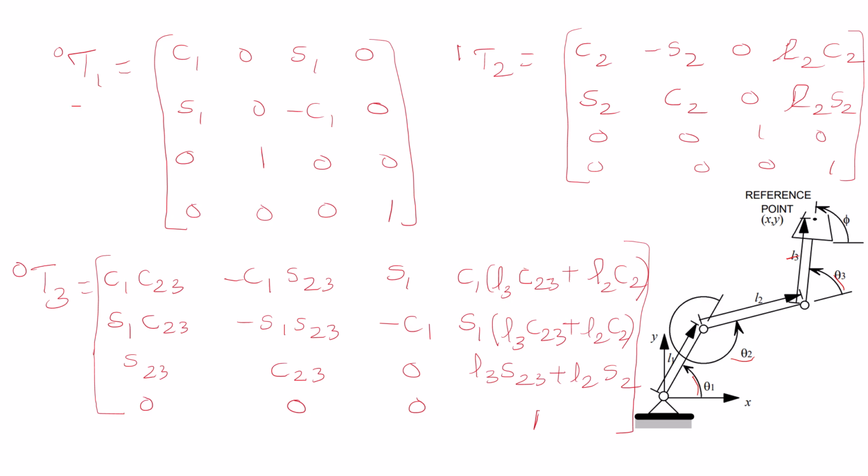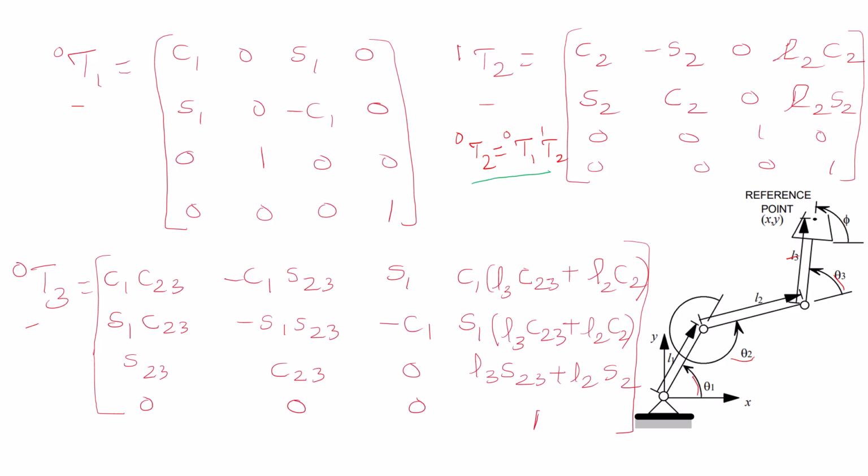So we have T1 to 0, T2 to 1 and T3 to 0. But for deriving the Jacobian matrix, we need all the transformation matrices related to the base frame. So we have to get T2 to 0. We have T2 to 1, but how will we get T2 to 0? We multiply the transformation matrices T1 to 0 and T2 to 1. Multiplying these two matrices gives us T2 to 0.